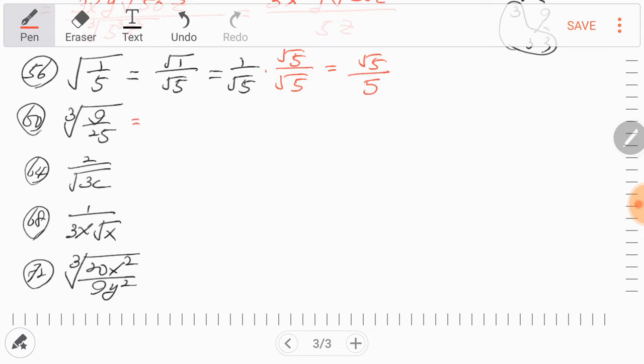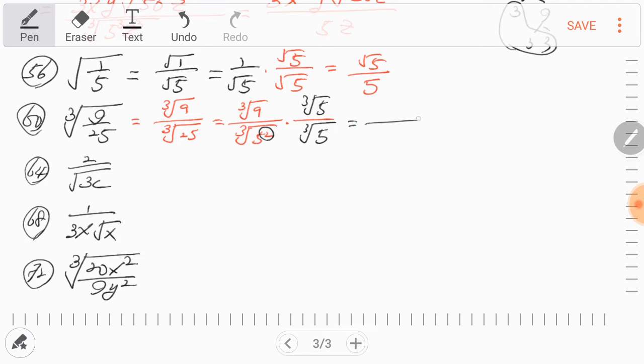Okay, the next one. Cube root of 9 over cube root of 25. We have to rationalize the denominator. So 25 is 5 squared. So what do we need? We need another 5, cube root of 5, because the power is 2 and we need to make it 3. So we need one more 5, cube root of 5.